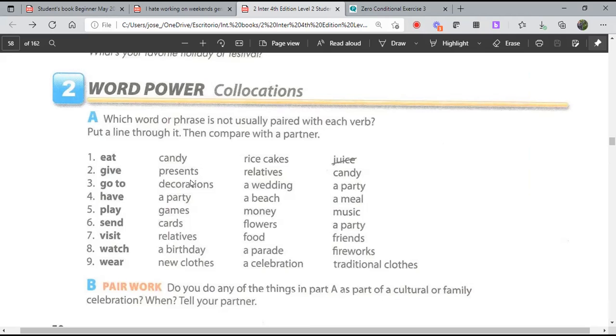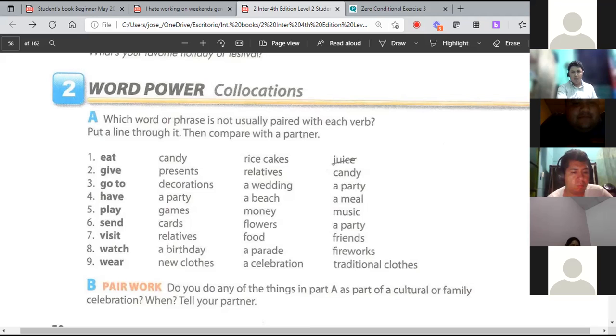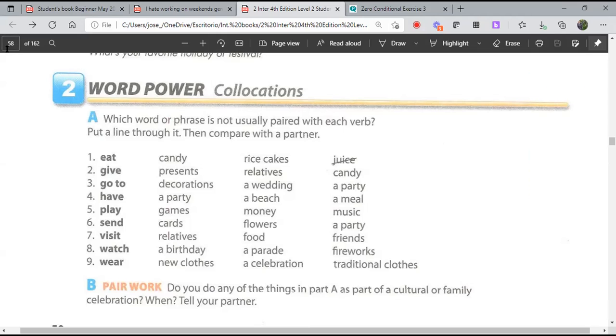Now, number three, go to decorations, a wedding, or a party. Which one is the one that does not belong or does not match? Decorations. Correct. You have to say do decorations, right? Thank you. Number four, have a party, have a beach, or have a meal. Which is the one that does not belong? Beach. Correct. Yeah, we gotta be careful with that word, by the way. All right. And number five, we have play games, play money, and play music.